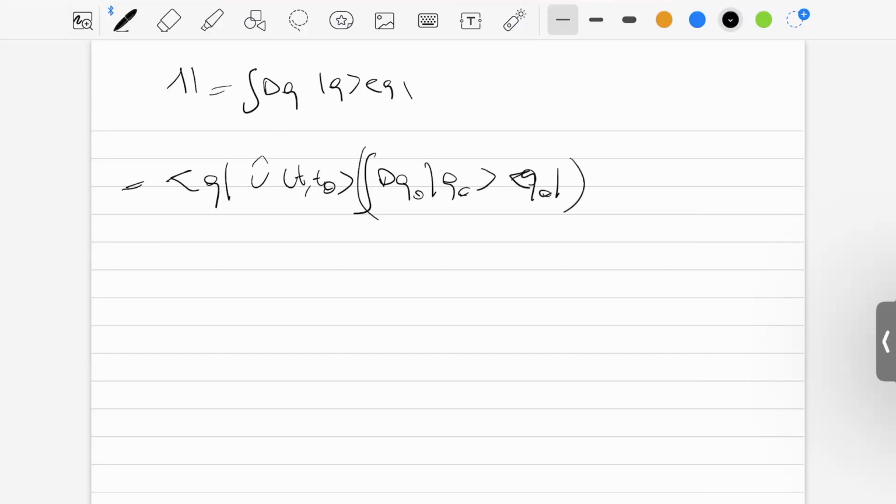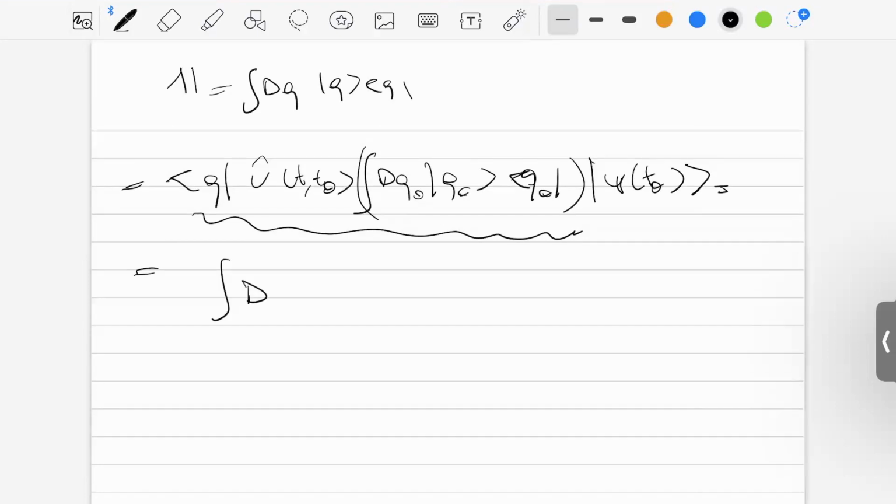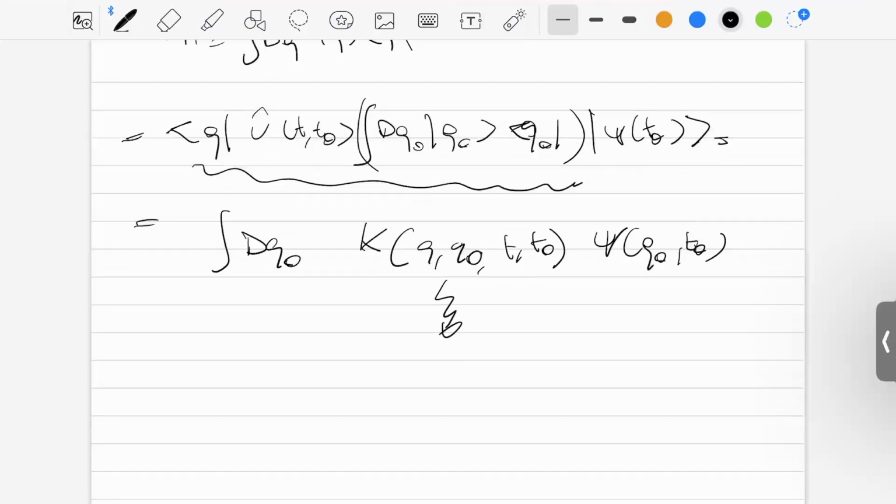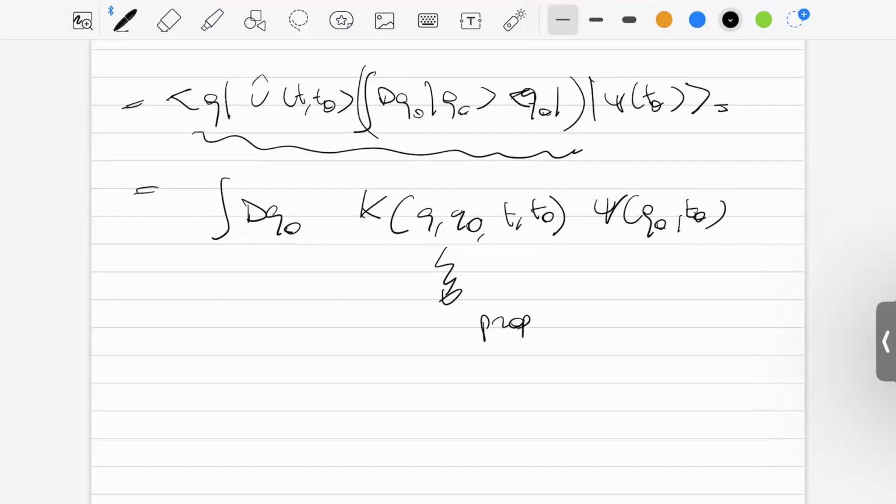So this is my identity times psi of t0. Now I define this quantity, which I call the propagator. This is my definition of the propagator: the integral over q0 of some K of q, q0, t, t0 times psi. So this is called the propagator.